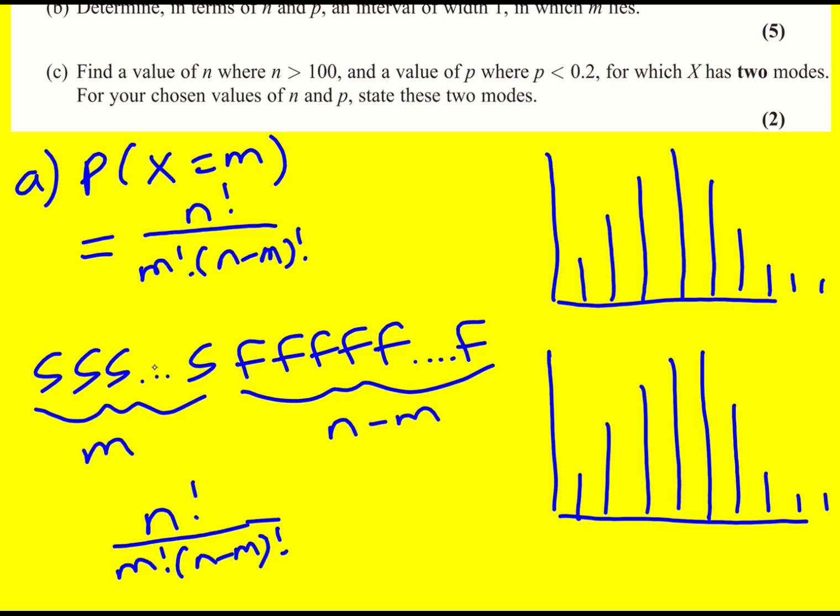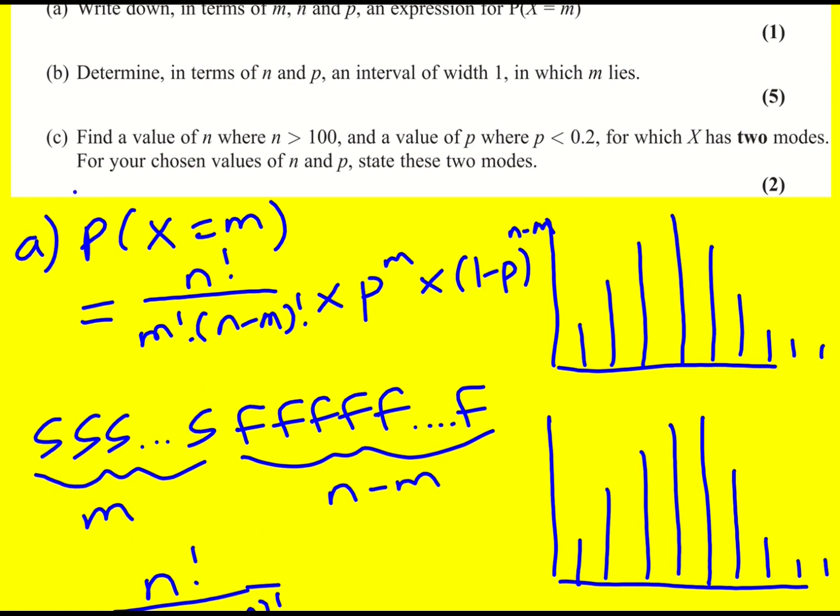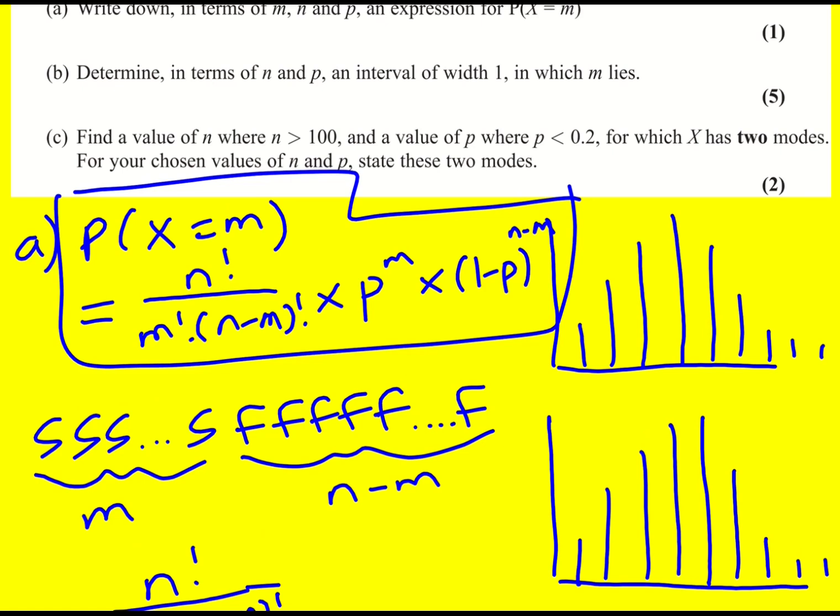And once you've got it, if we just want to work out this single probability, we would then times by p to the power of m, because you're going along your tree diagram, p times p times p, you do it m times. And then it's 1 minus p, that's the probability of failure, to the power n minus m. So that is the answer to part A. I looked at the mark scheme and it will accept you just writing nCm in different notations, but I've written in factorial notation.